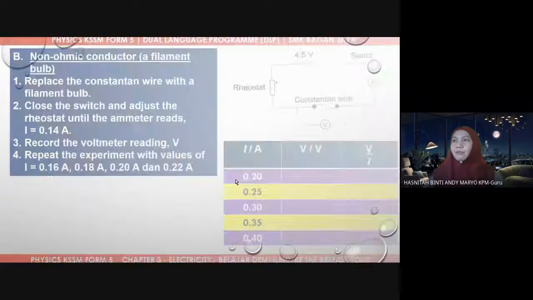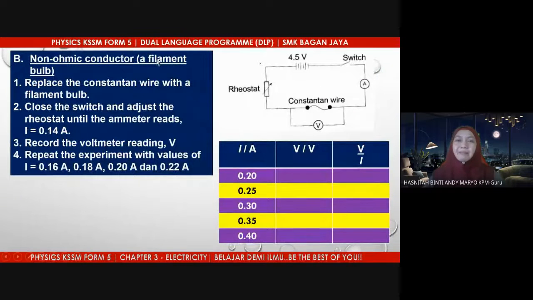For the non-ohmic conductor, students, the filament bulb is one example. A non-ohmic conductor does not obey Ohm's law, which means when we use this filament bulb in an experiment and plot the graph later on, you won't get a graph of directly proportional relating V and I. Later we will see what the pattern of the graph for a non-ohmic conductor is when we plot a graph of V against I. So in this second procedure, we replace the constantan wire with the filament bulb.